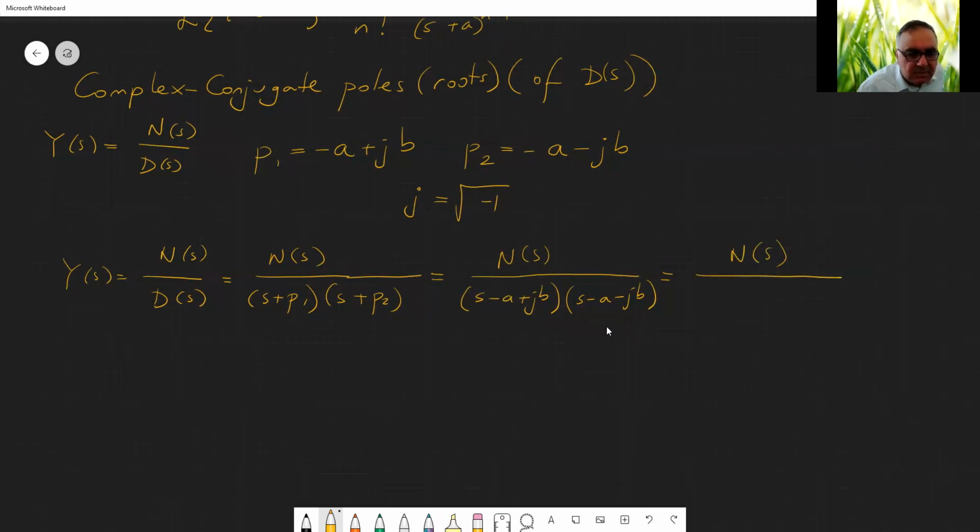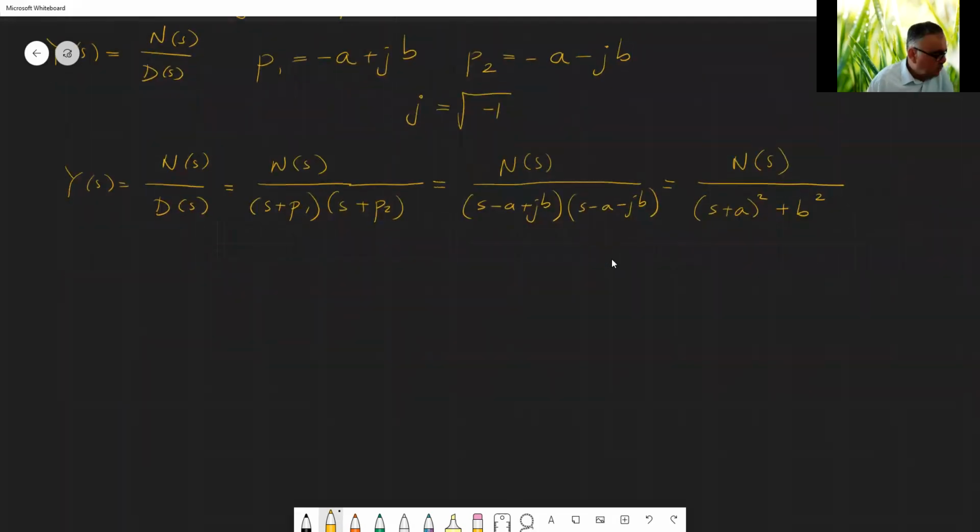It is (s plus a) squared plus b squared. So if you have two complex conjugate poles, you can write your equation as follows. That is, you can write it as a square of the real part with s and a square of the imaginary part like this. Now we know that we can use these in order to obtain the back transformation.